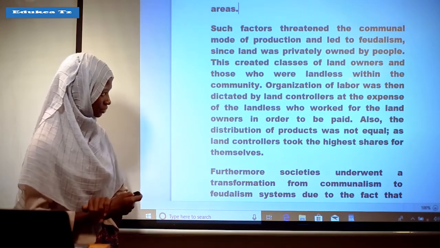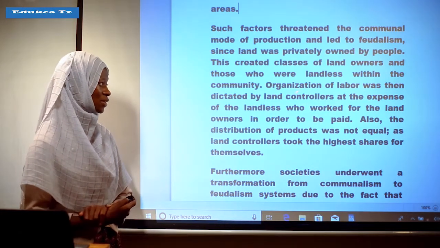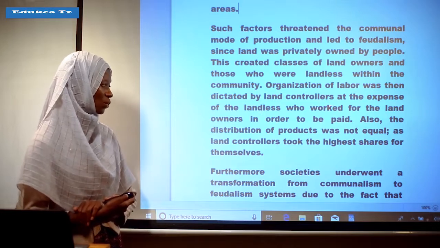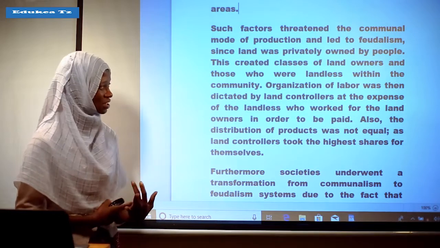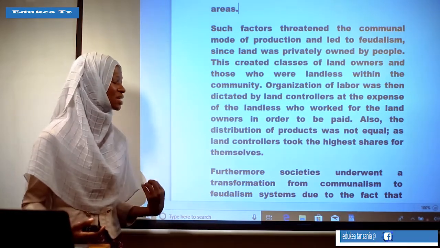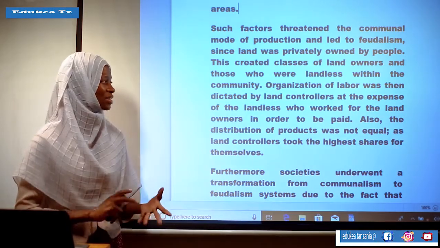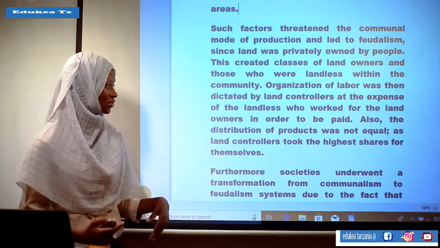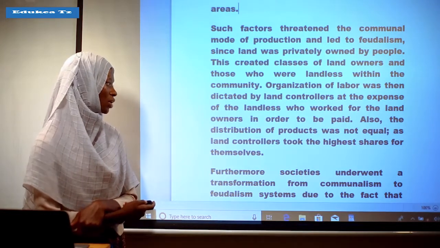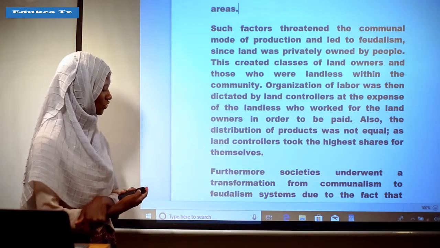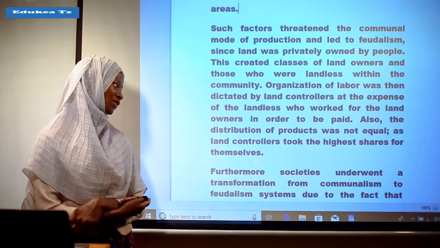The organization of labor was then dictated by land controllers at the expense of the landless, who worked for landowners in order to be paid. The organization of labor now was under dictatorship. The landowners forced those with no land to work on their farms in order to be paid. Also, the distribution of production was not equal, as land controllers took the highest share for themselves.